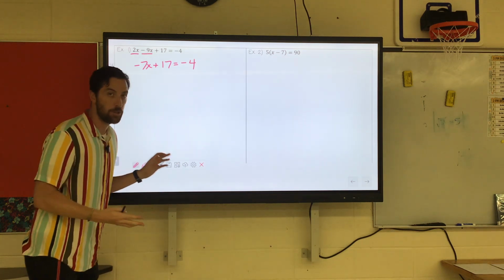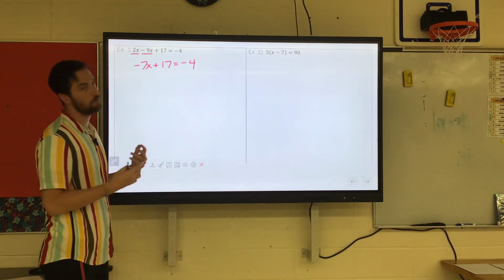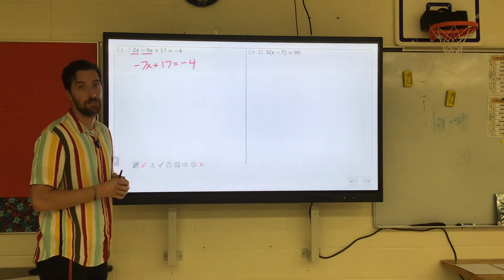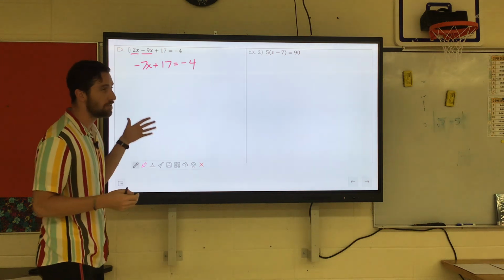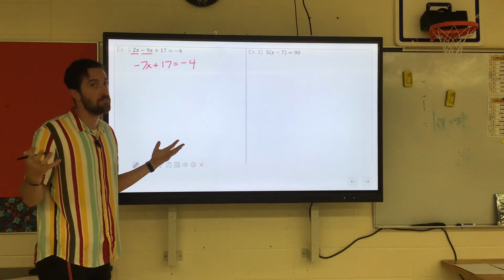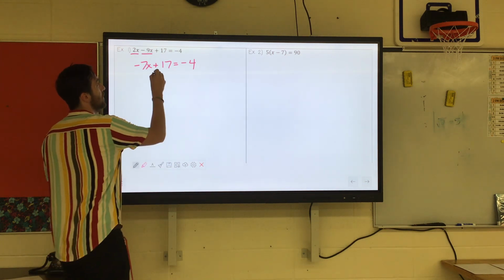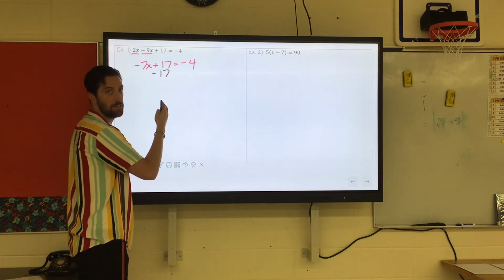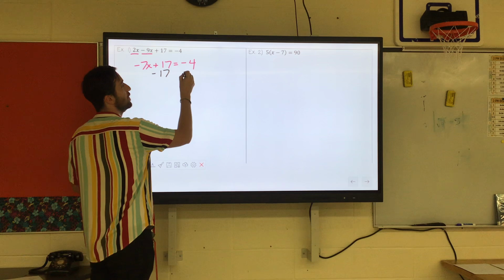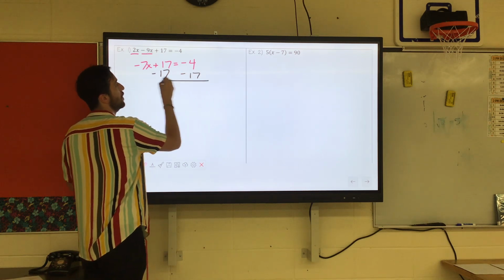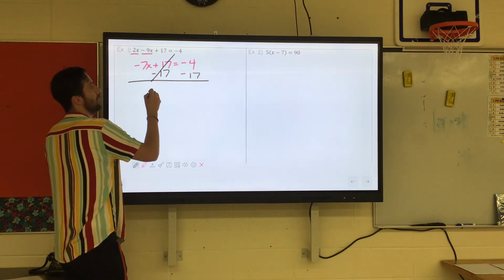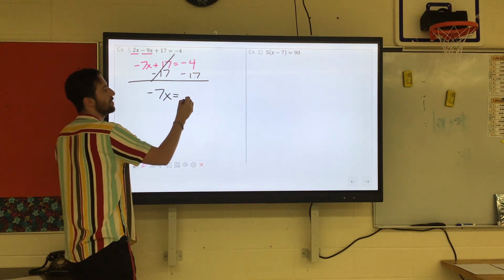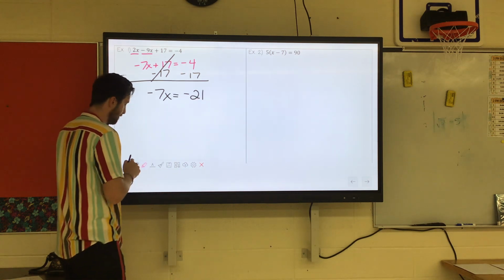Now we have a two-step equation. I know with two-step equations, most of the time you're going to undo addition and subtraction first. I see plus 17. We could easily get rid of that by subtracting 17, because 17 minus 17 is 0. If you change something on the left side, you have to change it on the right to keep it balanced. These cancel out. We have negative 7x equals negative 4 minus 17 is negative 21.